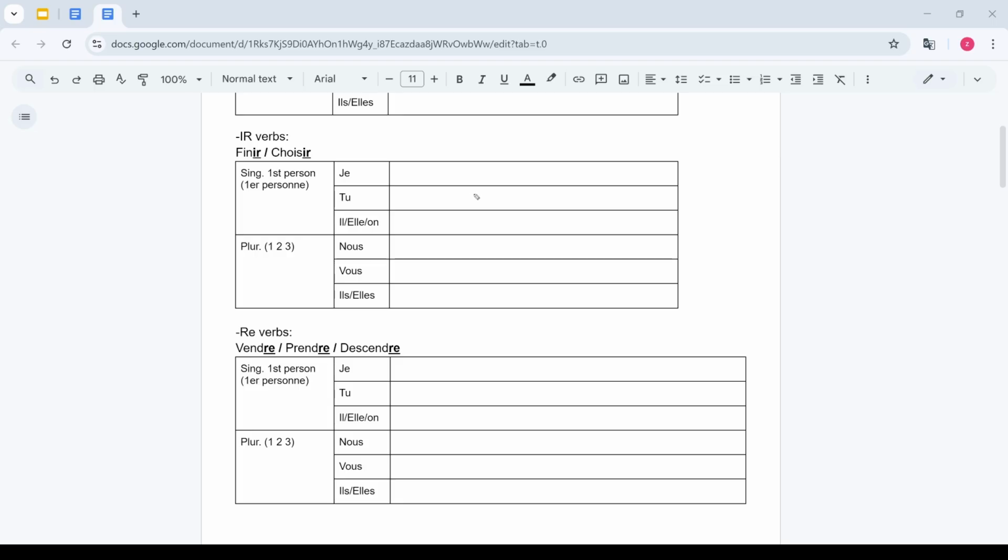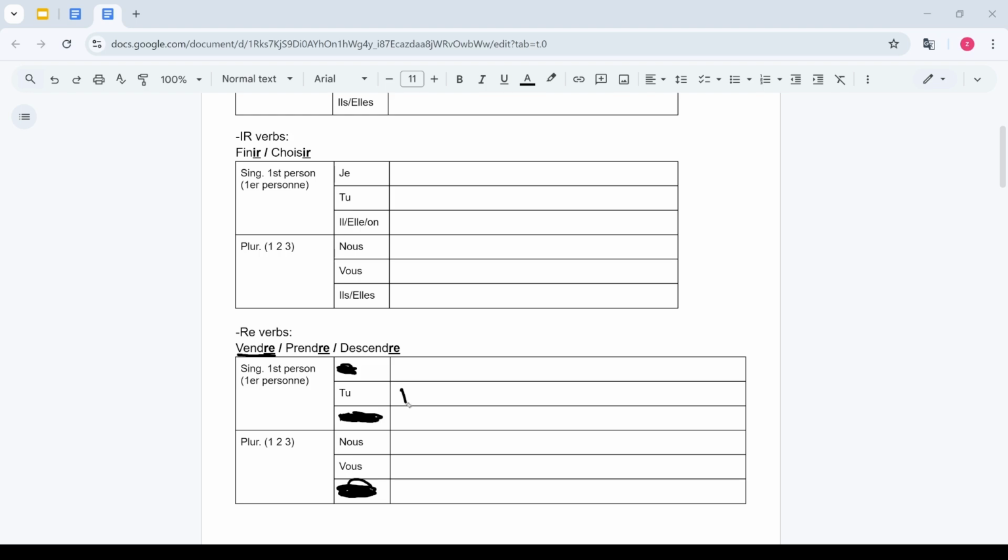If we wanted to try this with an RE verb, for example, let's take the verb vendre, to sell. So again, we cannot give an order, impératif, to ourselves. We cannot do it to a person who's not here or to whom we're not addressing.